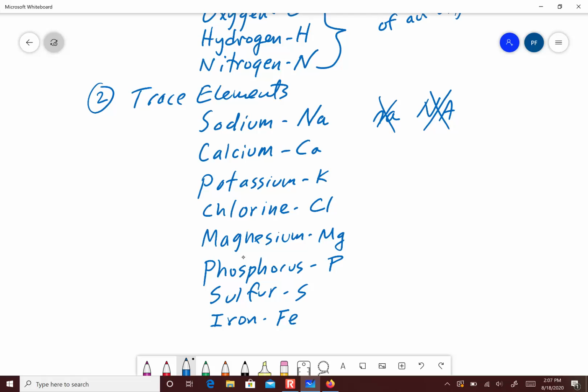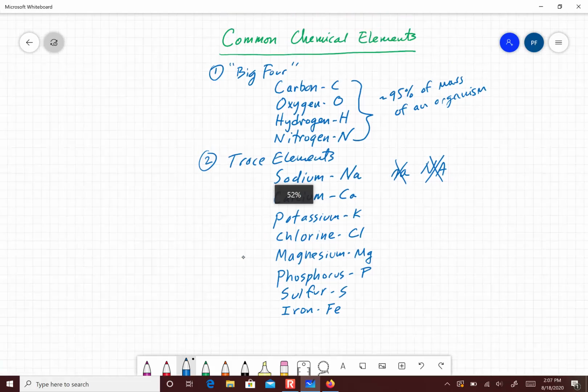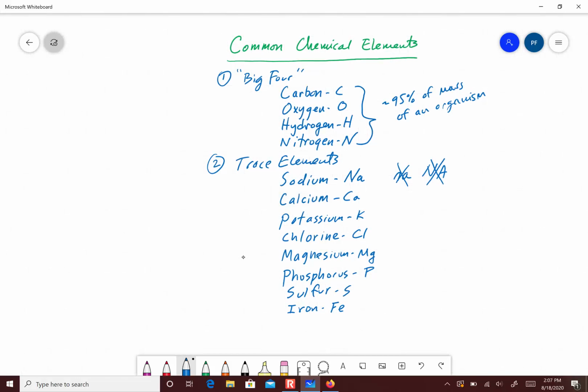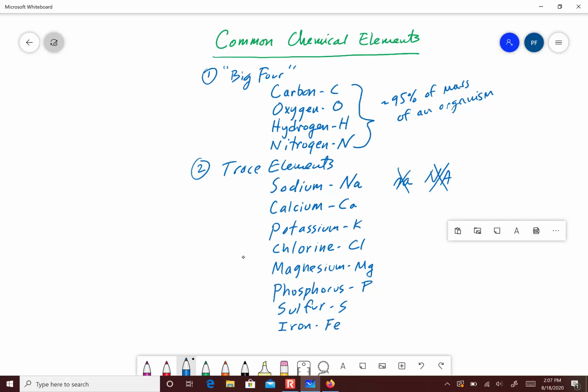Right, so that's going to be our list of trace elements. I mean, there's obviously others we can do, but that's the set we're going to be doing just to introduce you to some of those other elements that we have in living things. Right, so those are our common chemical elements. You could find all those on the periodic table and look at things like the atomic number, atomic mass, that kind of deal.